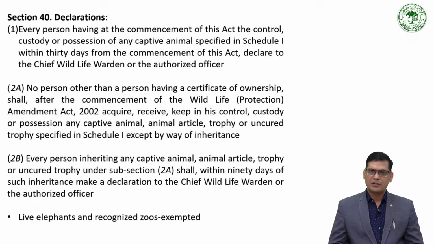Section 40 of this chapter states that every person in possession or custody of any captive wild animal should compulsorily make a declaration to the Chief Wildlife Warden about the number and description of the animal or article under his control, custody or possession within 30 days from the commencement of the Act. Such a person is exempted if he obtained written permission from the Chief Wildlife Warden or the authorized officers.